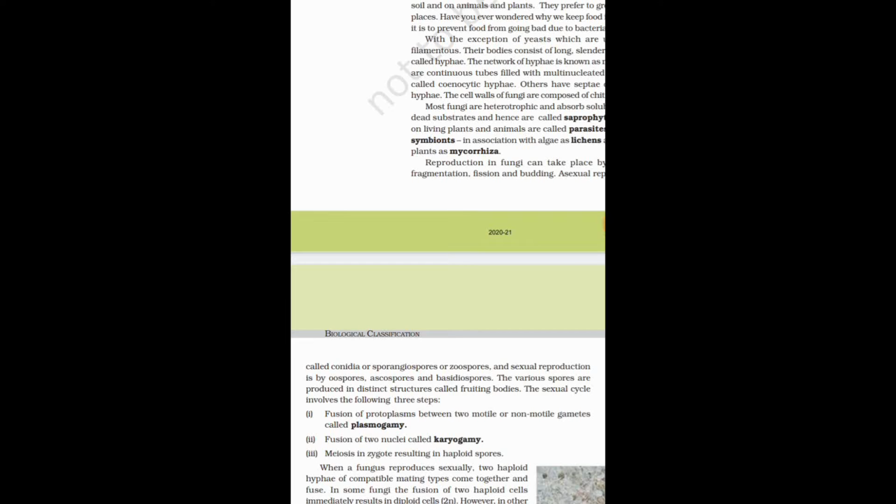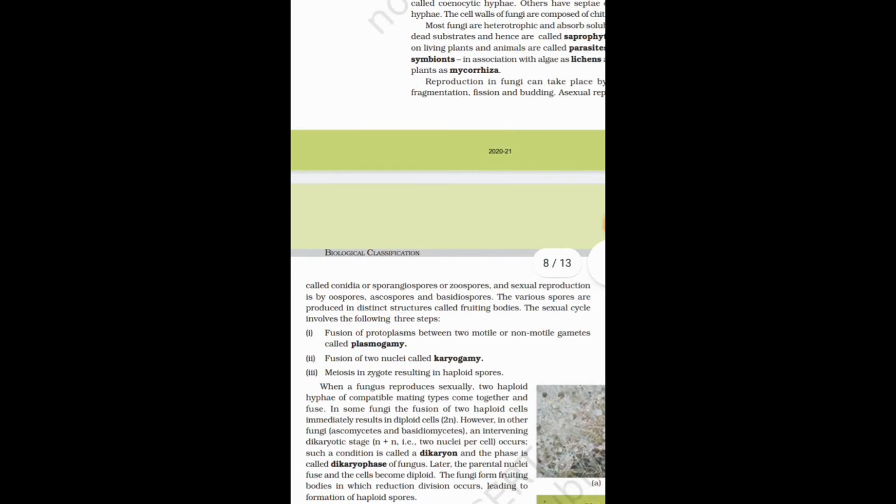The sexual cycle involves the following three steps. First, fusion of protoplasm between two motile or non-motile gametes, called plasmogamy. Second, fusion of two nuclei, called karyogamy. Third, meiosis in the zygote resulting in haploid spores.